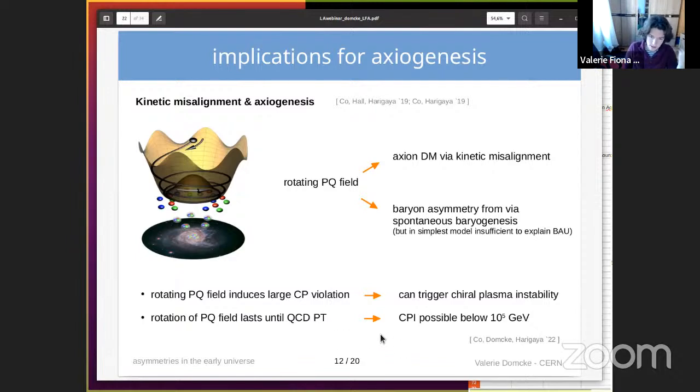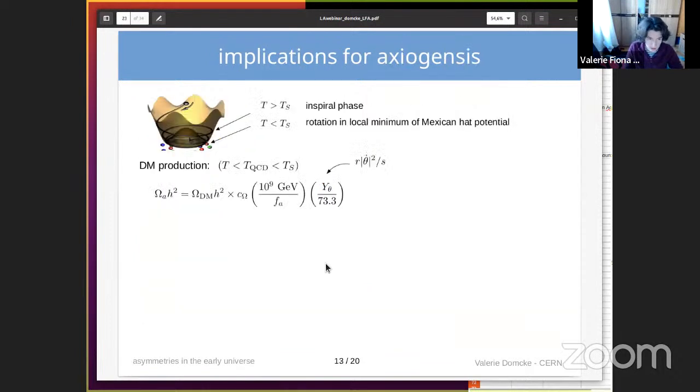So this makes us think that this model definitely is one of the models that are at risk of triggering the chiral plasma instability. So we expect that there should be constraints on the parameter space from the fact of not overproducing baryon asymmetry. So that's what we did. We distinguish two phases. First, at high temperatures before the settling temperature, we're in this inspiral phase, and then below the settling temperature, we're in the local minimum of the Mexican hat. The dark matter production happens around the QCD scale, which will be lower than this settling temperature.